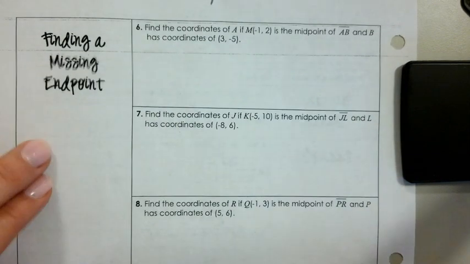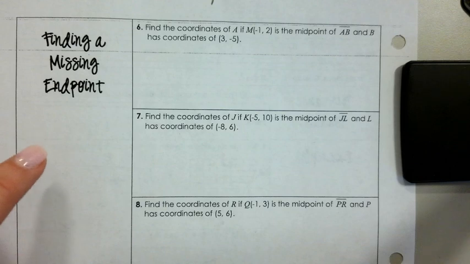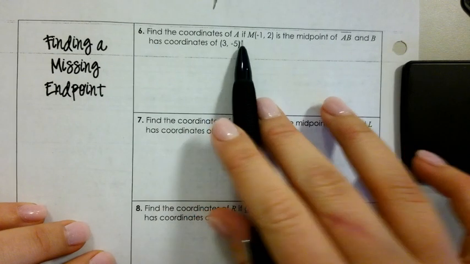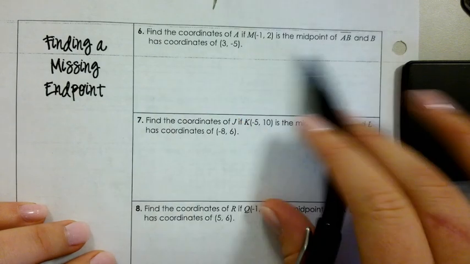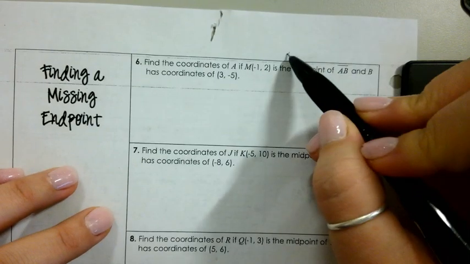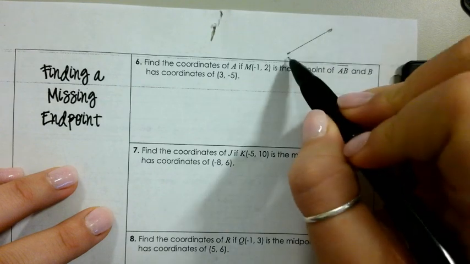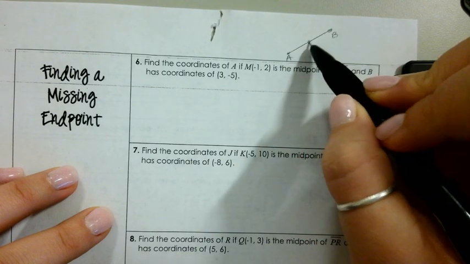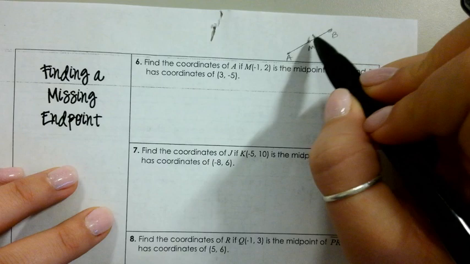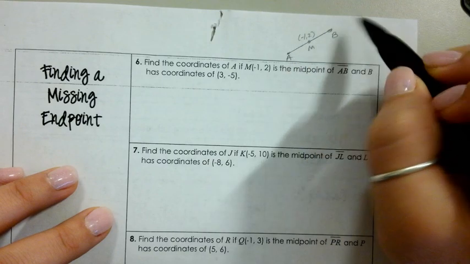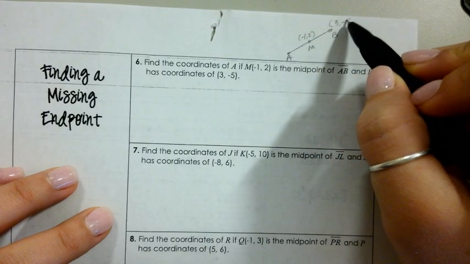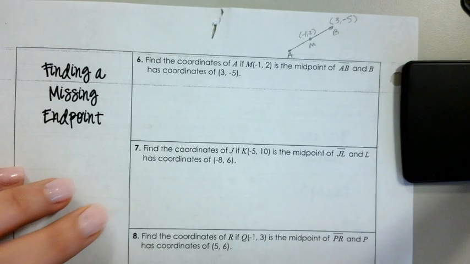So now the next section here, we're trying to find a missing endpoint. That means given coordinates A, and M is the midpoint of AB, and B has these coordinates, we want to find A. That's just like saying, here's segment AB, and M is in the middle. We know M as negative 1, 2, and we know B as 3, negative 5. How do we find that point A?